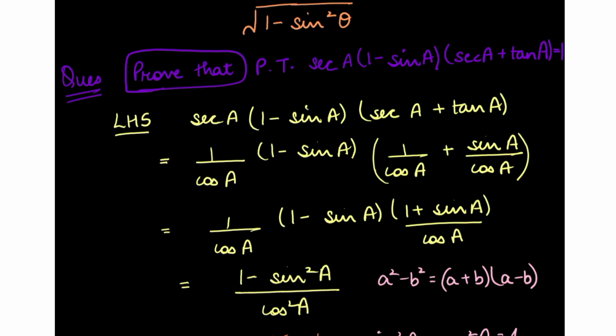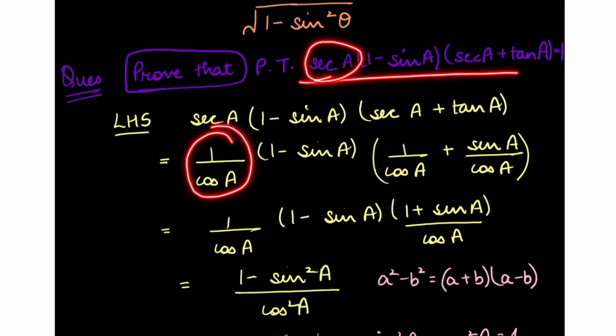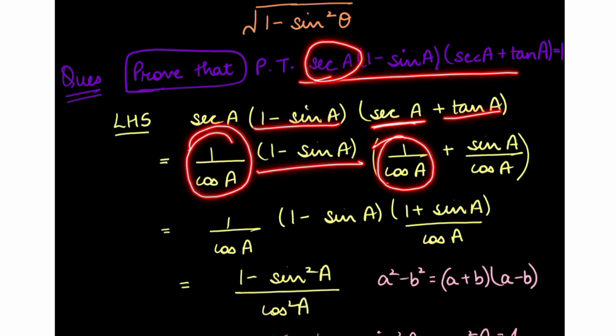Many times the questions can be solved if we replace tan, cot, secant and cosecant in terms of sine and cos. Since all these four trigonometric ratios can be written in terms of sine and cos, it becomes a lot easier. For instance, in this question, secant A can be written as 1 by cos A. 1 minus sin A remains the same. Secant A again 1 by cos A, and tan A as sin A upon cos A.